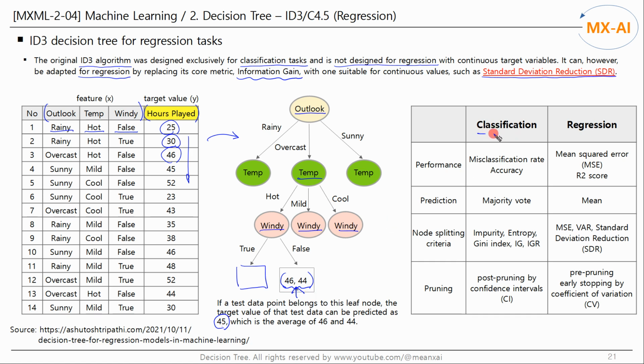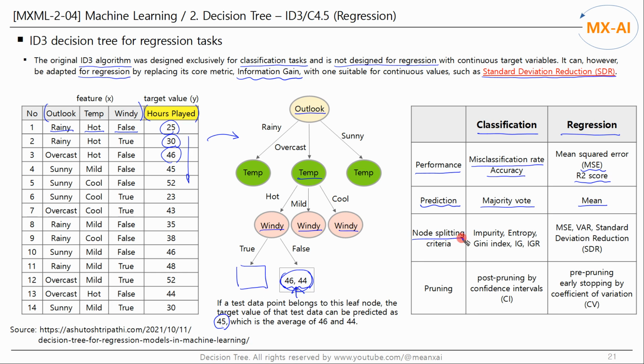Let's compare the classification tree and the regression tree created using the ID3 algorithm. For performance evaluation, classification models use misclassification rate or accuracy, while regression models use mean squared error, MSE, or R-squared score. And for prediction, classification models use majority voting, while regression models use the mean value. In the example on the left, the target value of the test data point was predicted using the mean value.